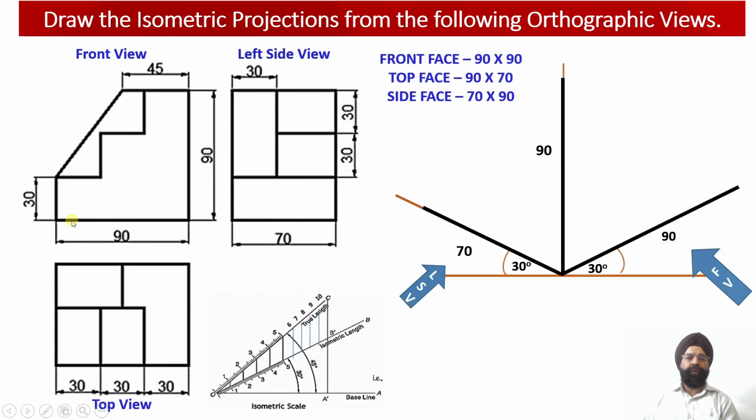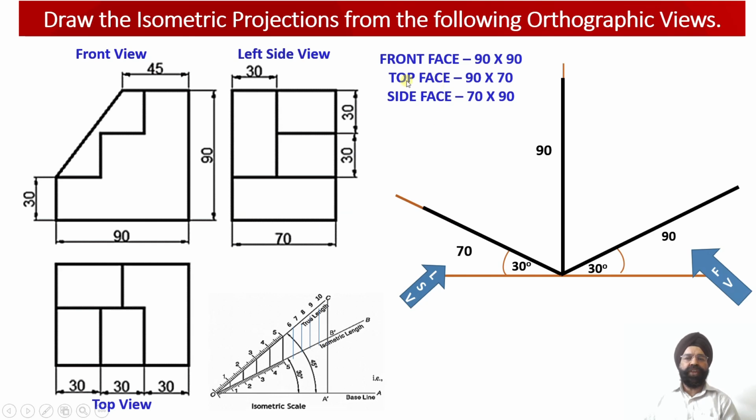So in the front view, we are able to observe that the length of the solid happens to be 90 millimeter, whereas the height of the solid is also equal to 90 millimeter. So the front view face in the isometric projections will have the dimensions 90 millimeter by 90 millimeter. The top face will have the length equal to 90 millimeter, while the width of the top face will be equal to 70 millimeter. This information we are going to get from the left hand side view.